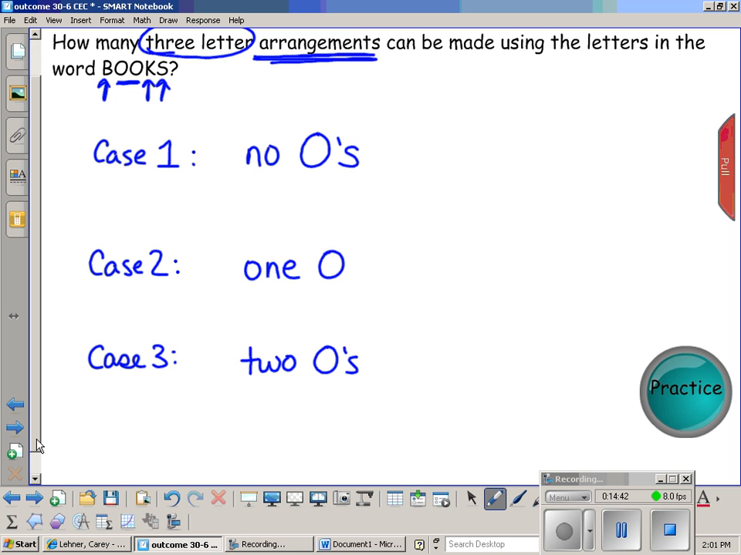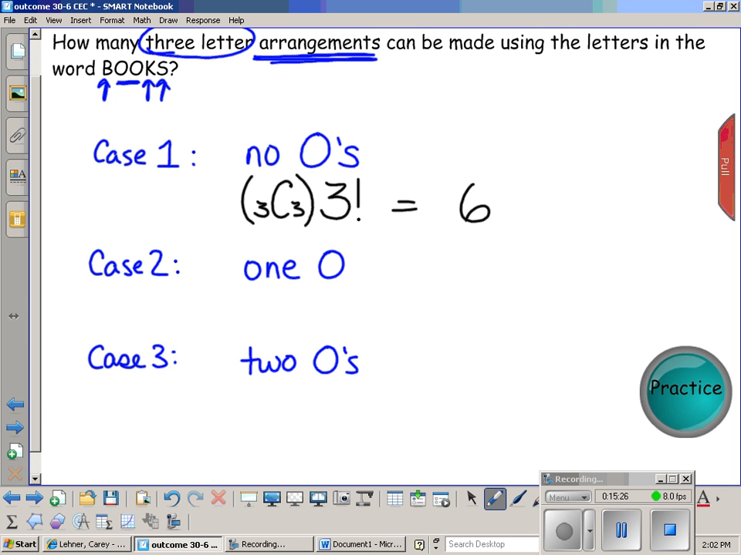So if we look at the first case, how many letters are not O's? Because in this first case, we aren't going to choose and order any O's. So we have 3 letters that are not O's. We are making 3-letter arrangements, so we need to choose all 3 of them. So that's how many different combinations of 3 letters we have that are not O's. But now we want to arrange those. So there are 3 letters to arrange, and we're going to arrange all 3 of them, so 3 factorial. When we find that out, we get 6.